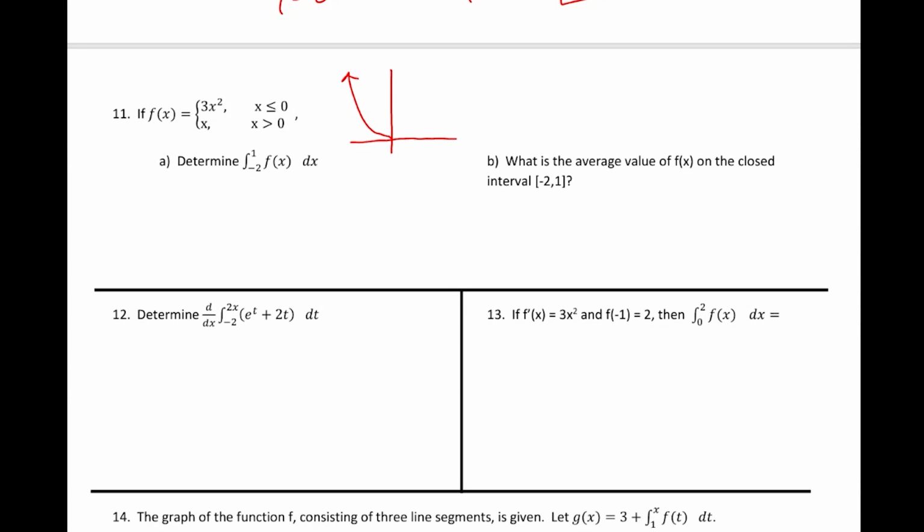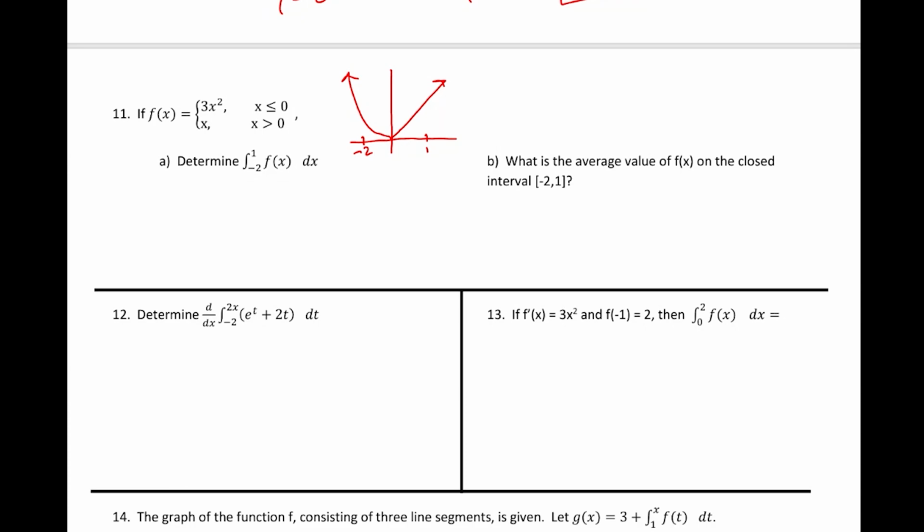And then f of x is equal to x after 0. So it's just going to be a line like that. So this is roughly what the graph's going to look like. Again, just roughly. So it says determine the integral from -2 to 1. So -2 is going to be over here, 1 is going to be over here. And so basically we have to split up this integral because we'll use different functions for different intervals on the domain.